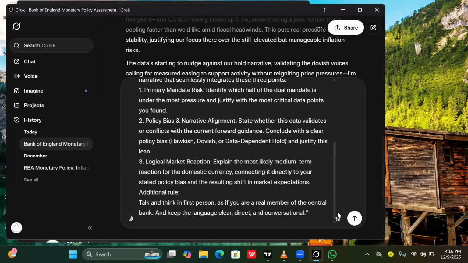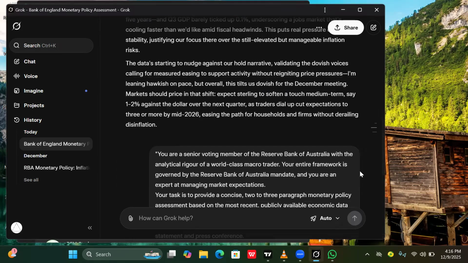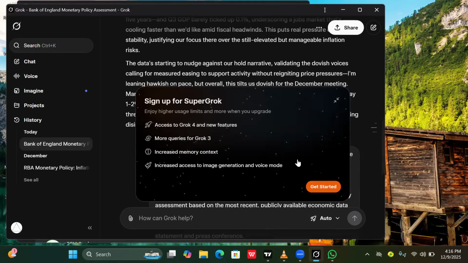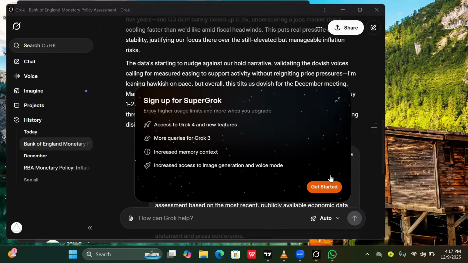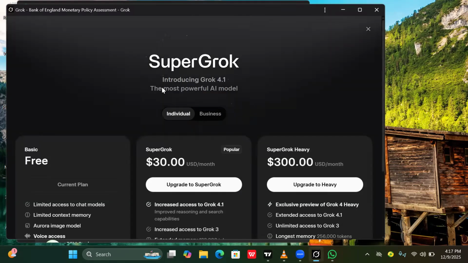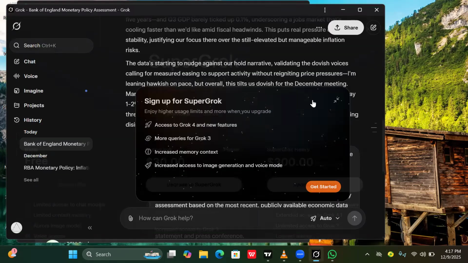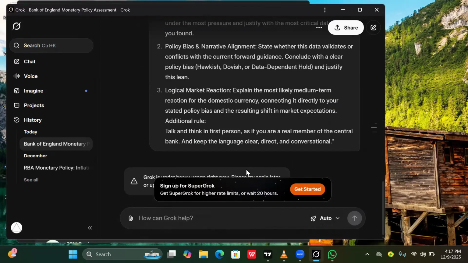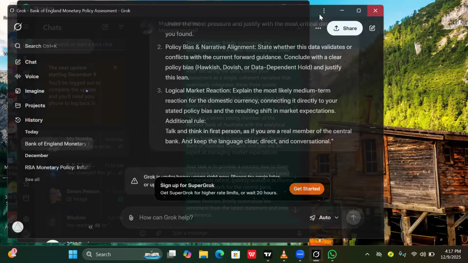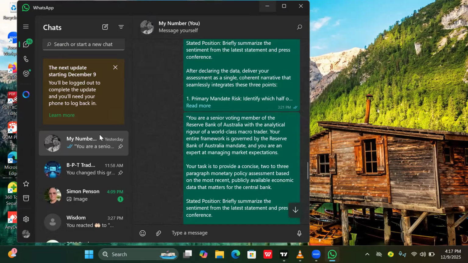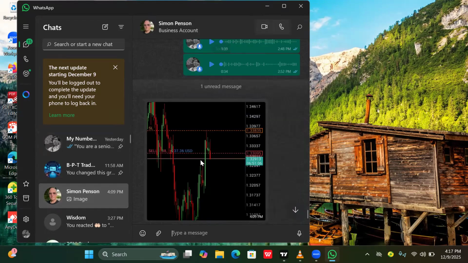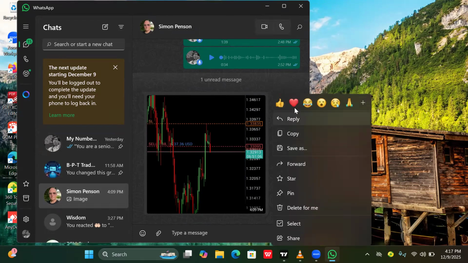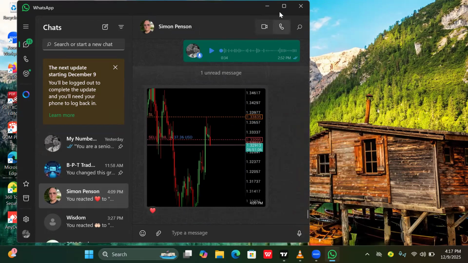Let me put this there. Let's see. Let's wait for the AI. I don't know why Grok is actually messing me about. Oh, wow, Simon just added a short position on the pound dollar.